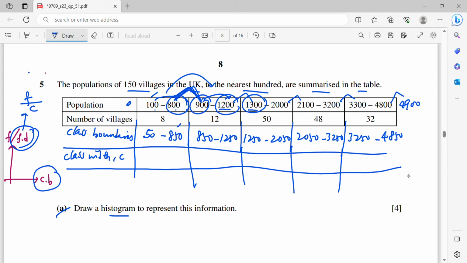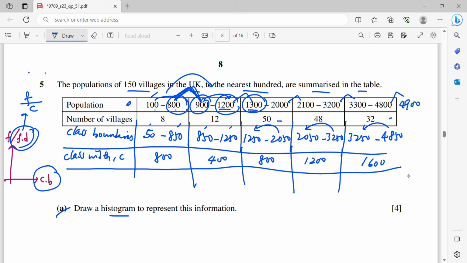Okay, so 850 minus 50, I will get 800. Then 1250 minus 850, it will be 400. Then 2050 minus 1250 is 800. Then here you minus, it's going to be 1200. Then here you minus, the last one is going to be 1600. All these are the class widths.